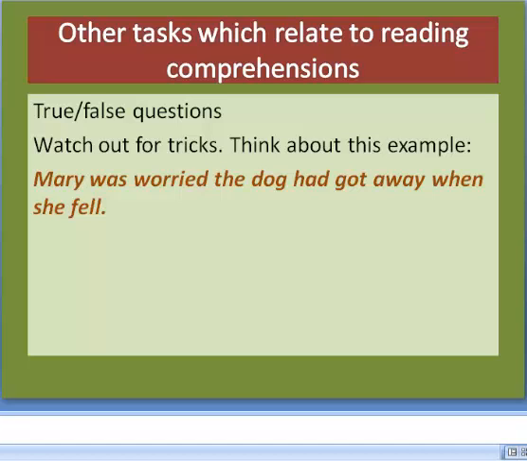Other tasks which relate to reading comprehensions are true-false questions. Watch out for tricks. Think about this example. Mary was worried the dog had got away when she fell. The answer is false. The main idea of the text is Mary was worried that her homework was ruined. It does not tell us why she was chasing the dog.